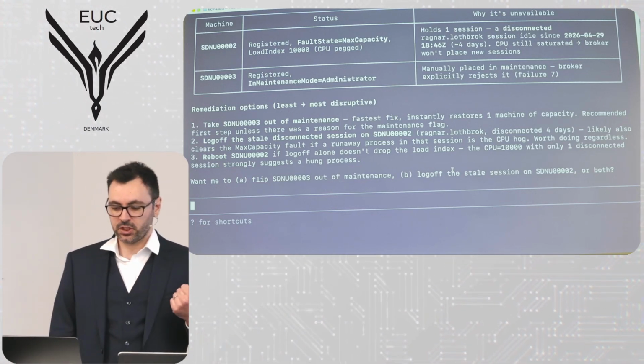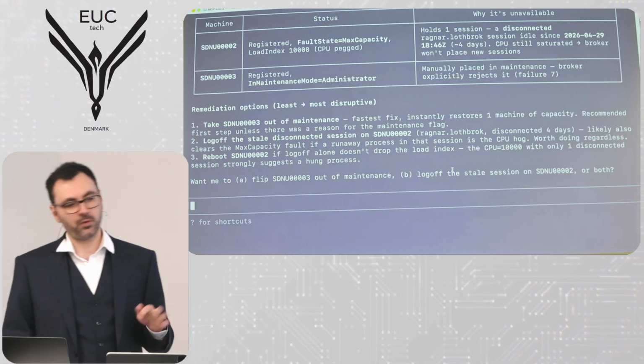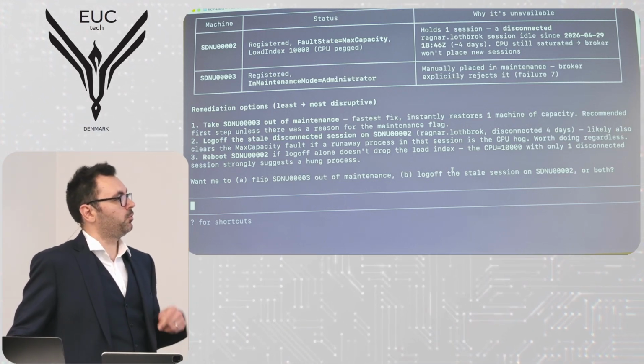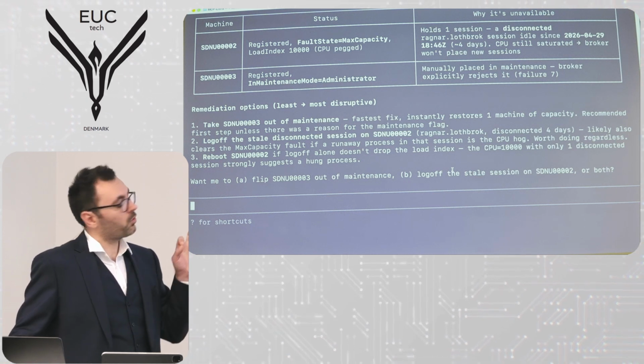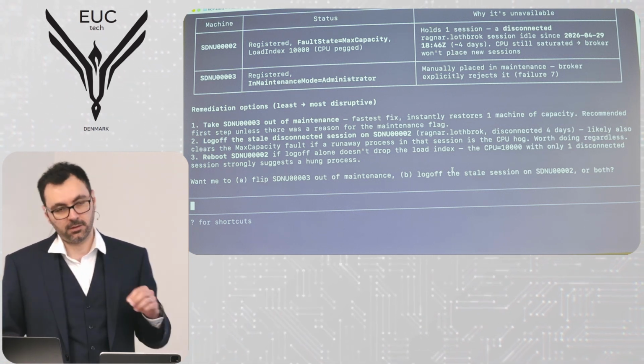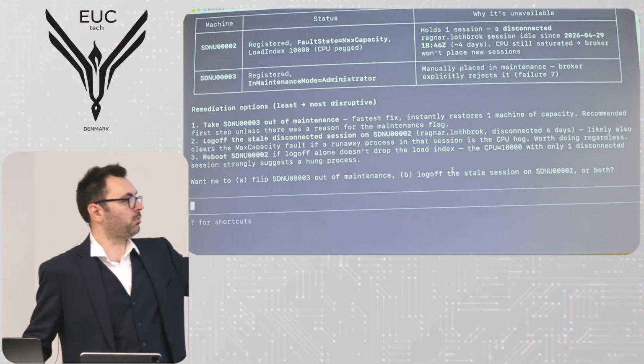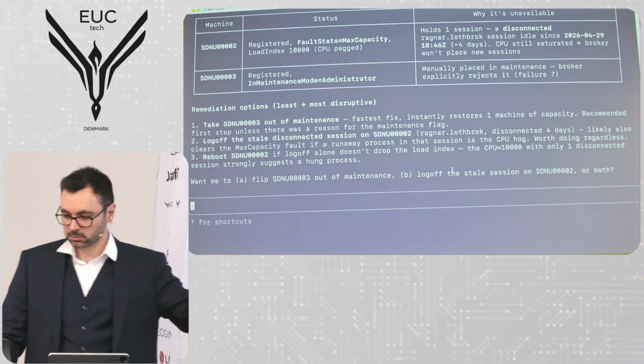The second option: the session of Ragnar, disconnected for 4 days, won't probably do anything else, and it's consuming a lot of CPU. We should log it off. And if it doesn't work, we can reboot it. And then, at the very bottom, it's telling me, what should I do? Option 1, 2, or both.